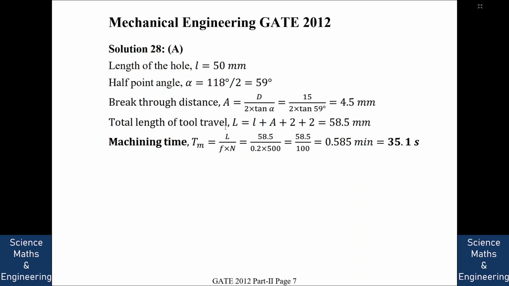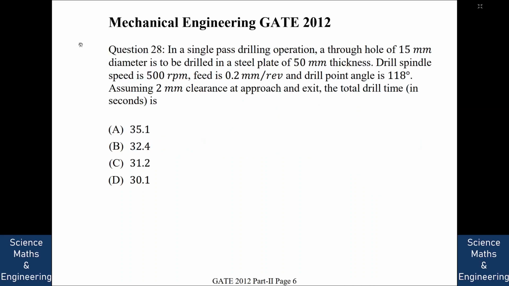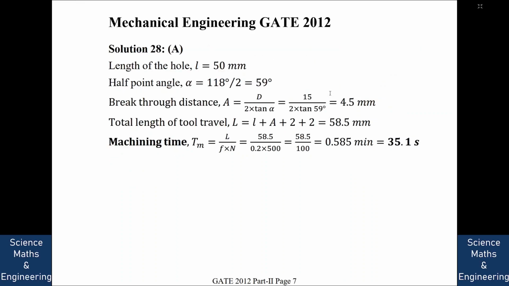So total length of the tool travel. The total length that the tool will be traveling is this length of the hole, plus this breakthrough distance, plus this 2 mm clearance that we were asked at approach and exit. Okay, so that also we need to consider. So from here we get the total length of the tool travel is 58.5 mm.